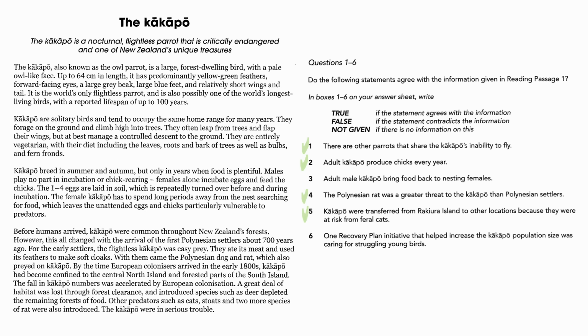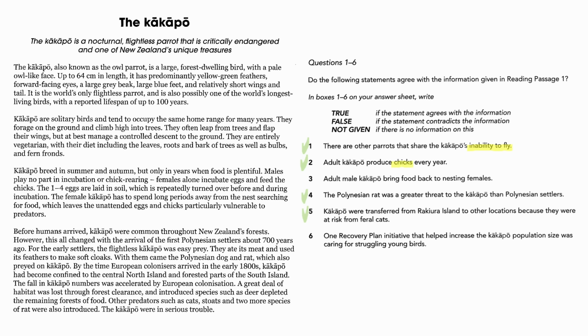To start, we'll read each statement and highlight the keywords. Number 1. There are other parrots that share the kakapo's inability to fly. What would you highlight? I'd say inability to fly. Probably it's gonna be paraphrased. Number 2. Adult kakapo produce chicks every year. I would say chicks. So they lay eggs and have little parrots.